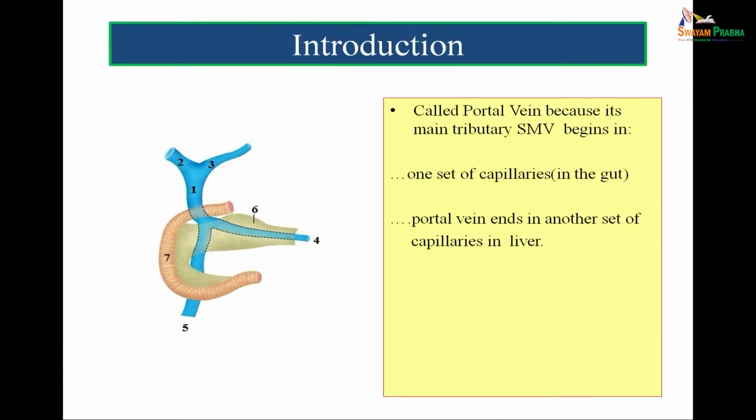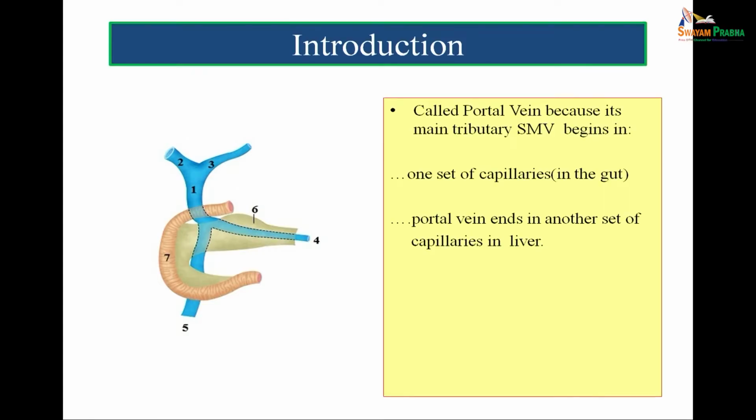Now, why is this portal vein called portal vein? This portal vein is called portal vein because the superior mesenteric vein which forms it begins in one set of capillaries in the abdomen, and the portal vein once formed ends in another set of capillaries in the liver. So, such an arrangement wherein the beginning is by capillaries and the end is also by capillaries is referred to as the portal system. So, it is thus logical to call this vein the portal vein.